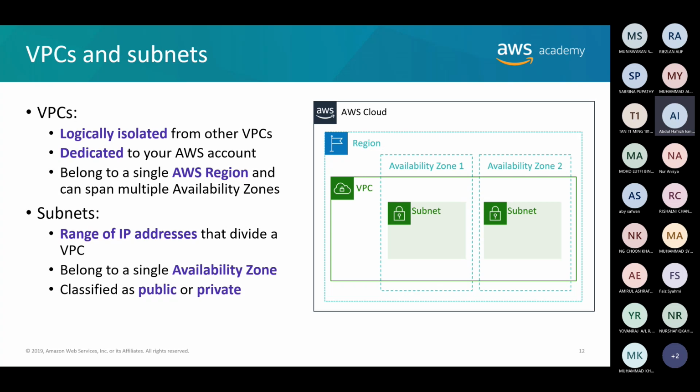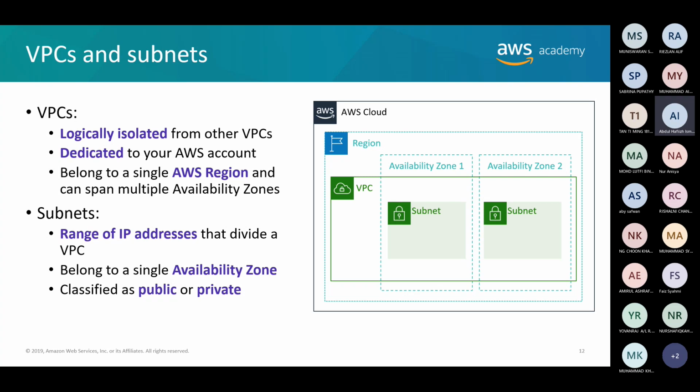So after you create a VPC, you can divide it into one or more subnets. So kita boleh buat multiple subnets. A subnet is a range of IP addresses in a VPC. A subnet belongs to a single availability zone. So subnet pula dia tak boleh cross. Dia kena duduk dalam satu AZ je lah. Kita letak multiple subnet boleh, tapi dia tak boleh cross multiple AZ.